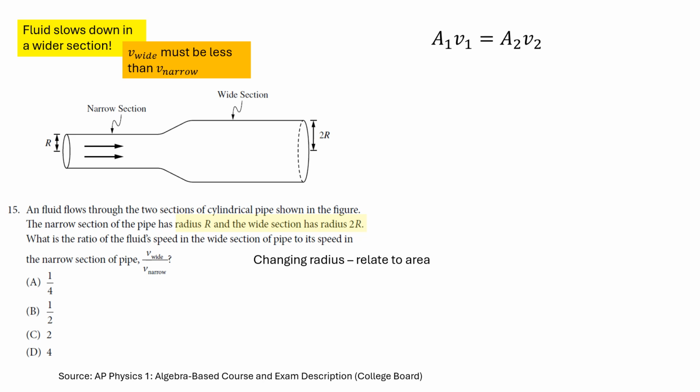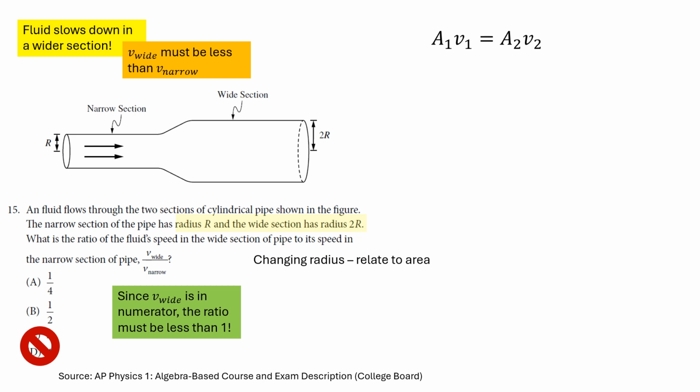So I should be able to eliminate half of them if I can just figure out should that ratio be bigger or smaller than 1. So since the question asked me to do V wide over V narrow, and V wide has to be smaller, I'm going to go ahead and eliminate C and D. I don't want to accidentally make a math mistake and get the inverse of the ratio I'm looking for, which is really easy to do on a timed test. And then come over there and go, oh, that answer's sitting there in front of me, that must be it.